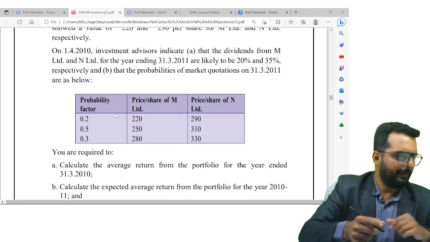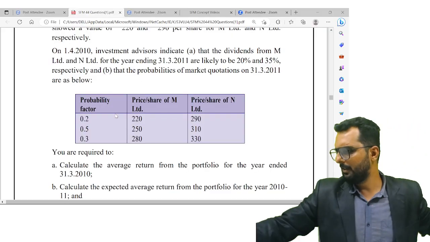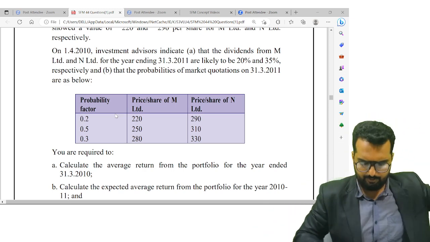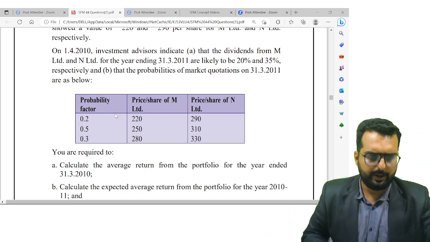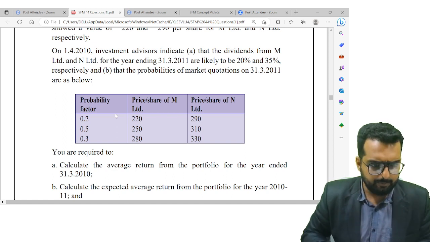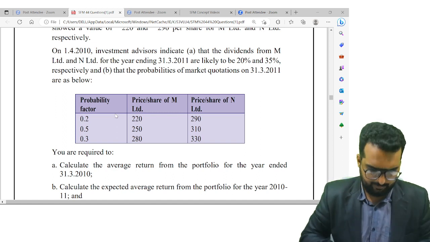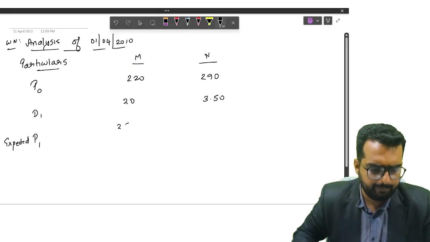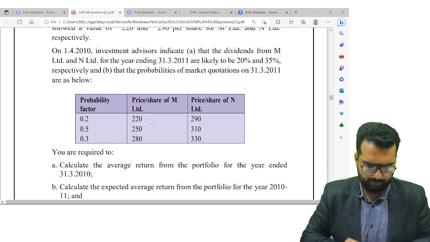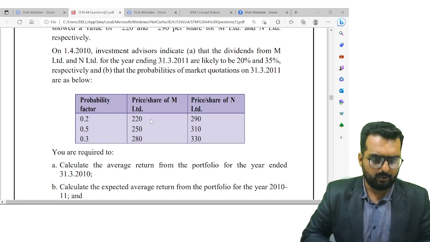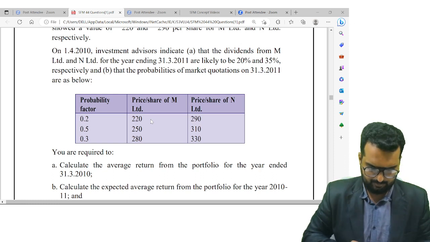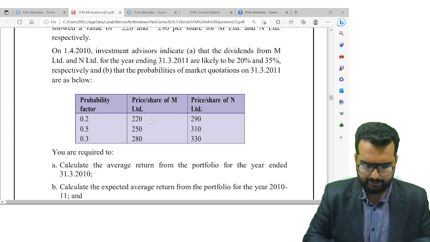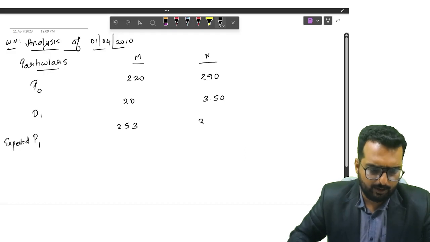How do I work out the expected P1? Where is my calculator? Okay, it's here itself. Fine. So how will I do it? 220 into 0.2, 250 into 0.5, 280 into 0.3. So you get the total as 253. Other one is going to be 290 into 0.2, 310 into 0.5, 330 into 0.3. Did we get the number as 312 over here?